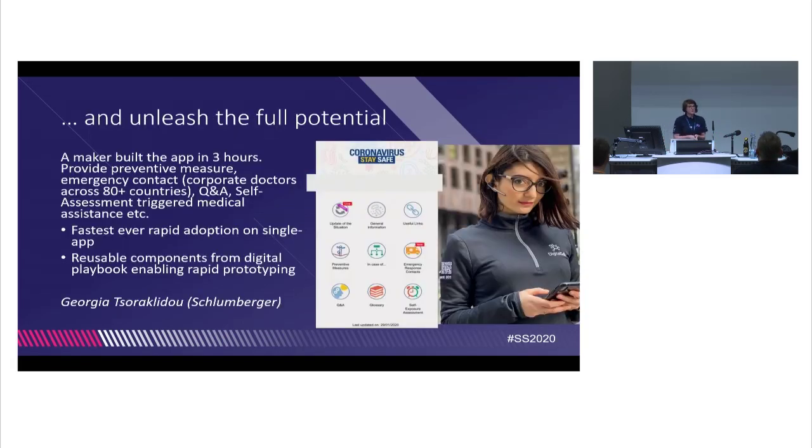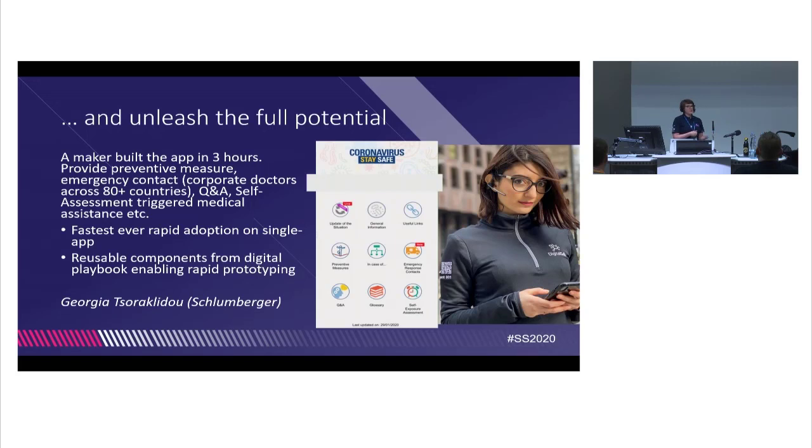So here's Georgia from Schlumberger, one of the customers I work with quite closely. She built an app within 3 hours when the coronavirus started, and it helps their internal people get preventive measures, access to internal corporate doctors, questions and answers, a self-assessment, and if you fail the assessment, it automatically, through Power Automate, sends a notification to the nearest corporate doctor, so they are able to phone you and advise you on the best next steps. The app was launched 6,000 times within 24 hours. It's the fastest ever adoption of a single application.